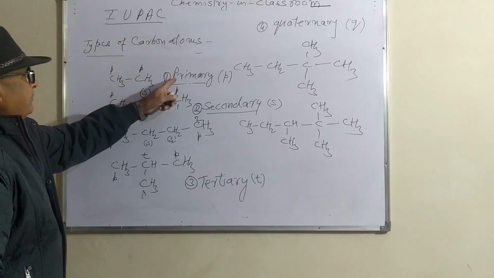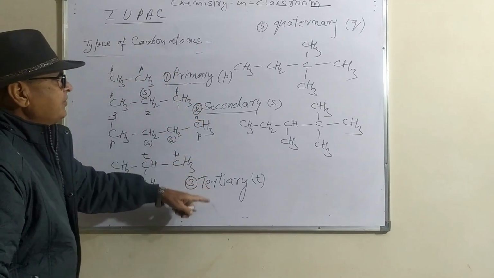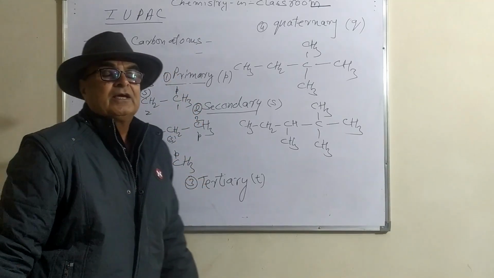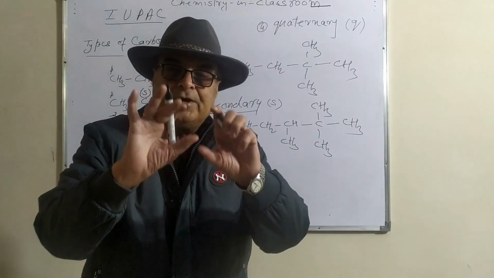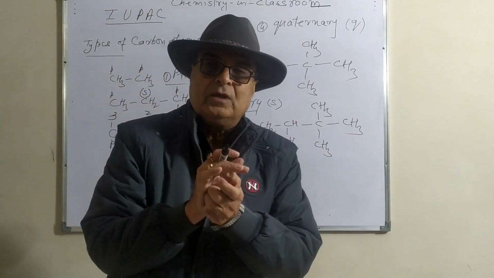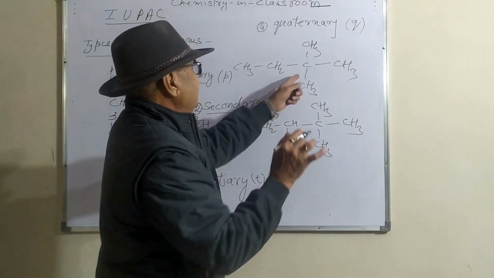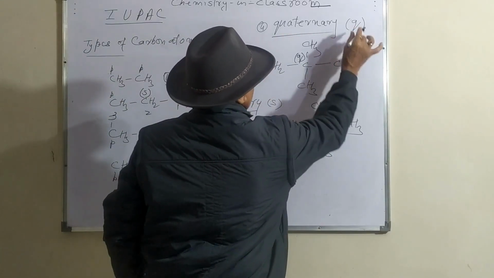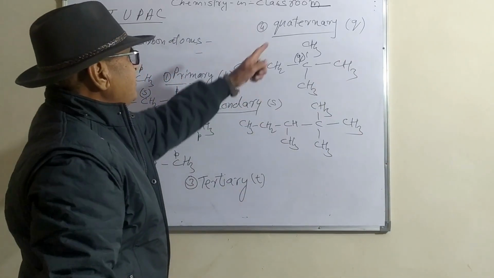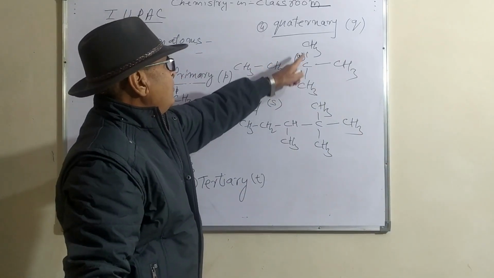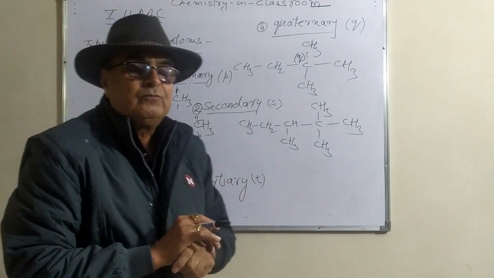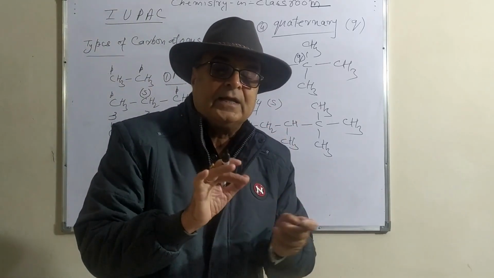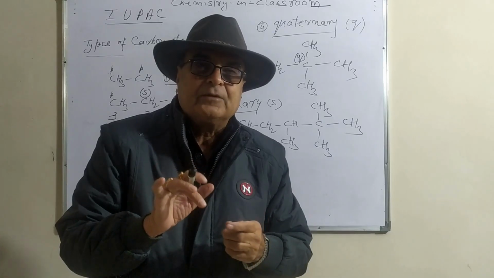So there are primary, secondary and tertiary. Next, if a carbon atom is bonded with 4 carbon atoms, then the carbon will be known as quaternary carbon atom. So there are 4 types of carbon atom.